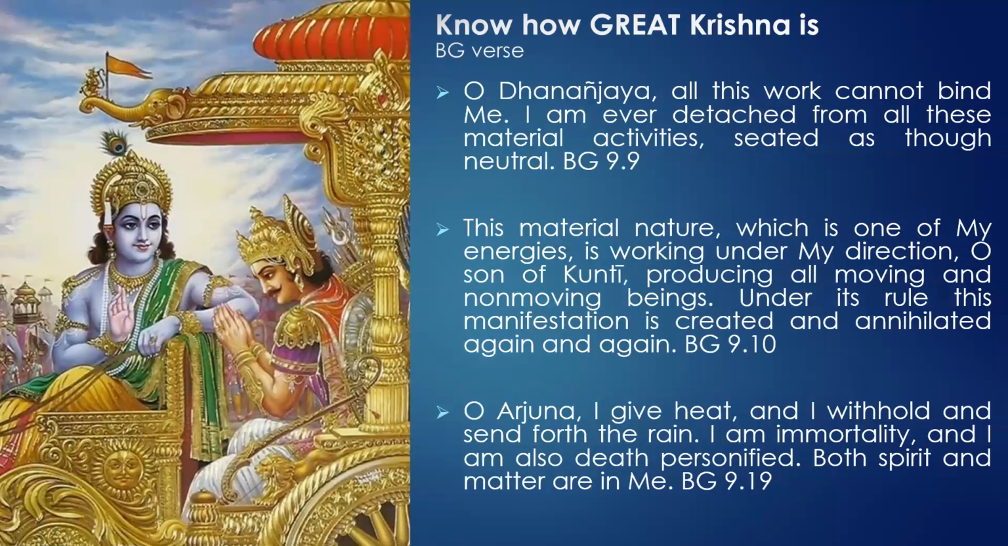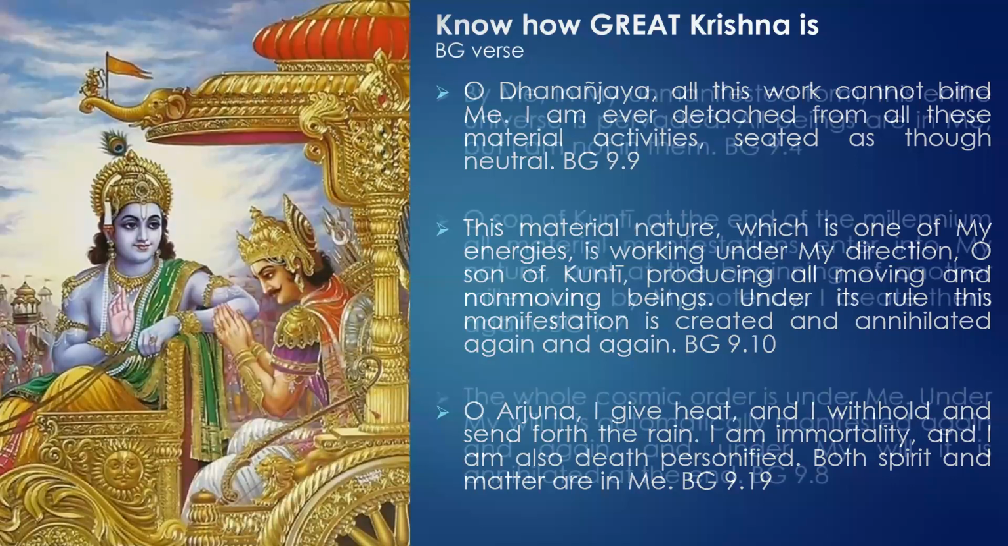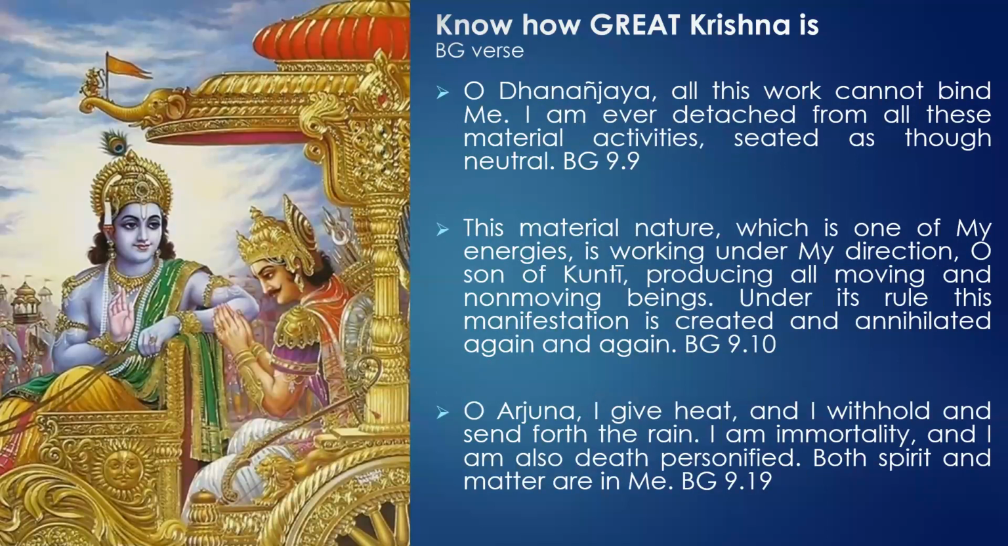Oh Dhananjaya, all this work cannot bind me, and I am ever detached from all these material activities, seated as though neutral. This is the udasina-vad-asinam verse. When Krishna is saying that he is seated neutral, what does it mean? Which actions will it touch? Where will it touch? Namrata Mataji, you want to say something? Nupur, please unmute and speak. Anyone who has not spoken so far?